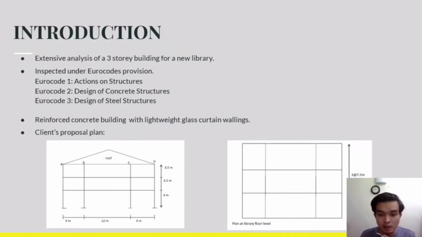This structure is built under Eurocode's provision. The standardization are as follows: Eurocode 1 actions on structures, Eurocode 2 design of concrete structures, and Eurocode 3 design of steel structures, which are used on the trusses. And here is the client's proposal plan. The frame area is 30 times 22.5 meters squared, the frame height is 11 meters, and the truss height is 6 meters. As engineers, it is our job to prepare structural analysis report of the full building in 2D and 3D, both manual and software analysis.